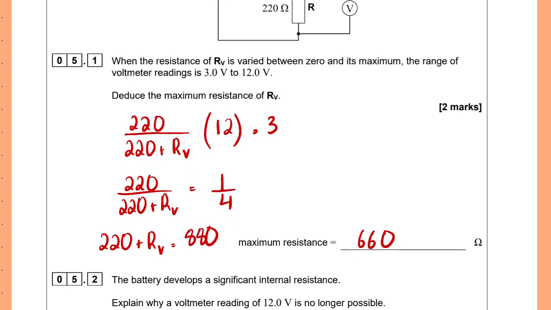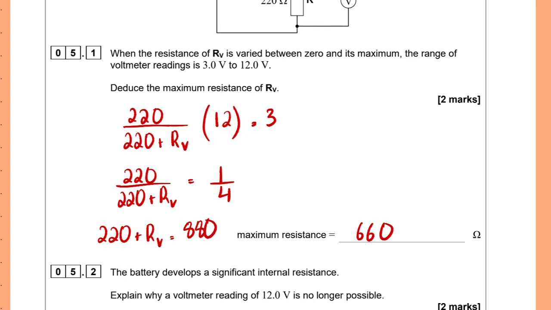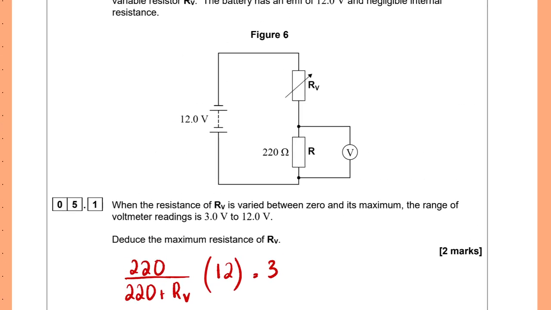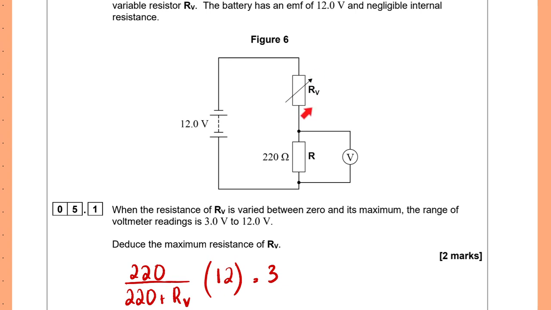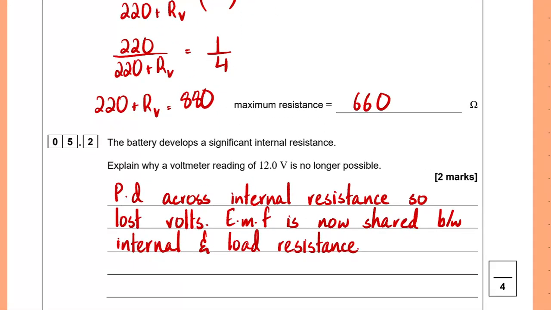The battery develops a significant internal resistance. Explain why a voltmeter reading of 12 volts is now no longer possible. It makes sense that 12 volts was possible when the resistance of RV was set to 0. But when the internal resistance also comes into the mix, some potential difference would be across the internal resistance. So now the EMF would be shared between the internal resistance and this. Because volts would be lost across the internal resistance, you will now have less voltage, lesser than 12, across the load resistance.